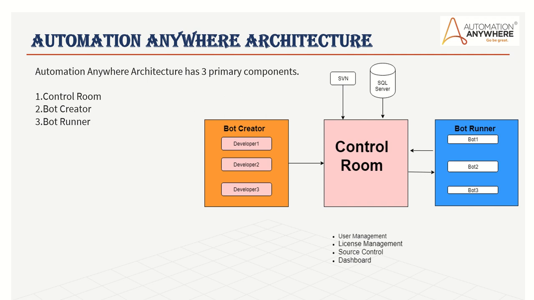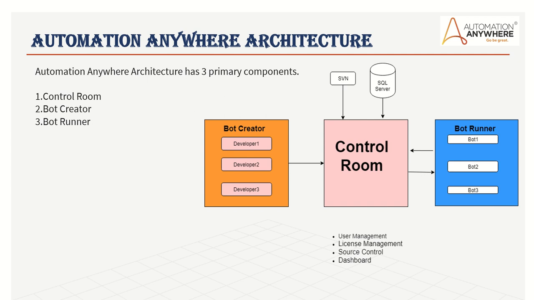One is Bot Farm and Bot Store. Bot Farm is integrated with Automation Anywhere Enterprise only. It will allow you to create multiple bots. Moreover, you will give these bots on a rental basis, not in a permanent way.